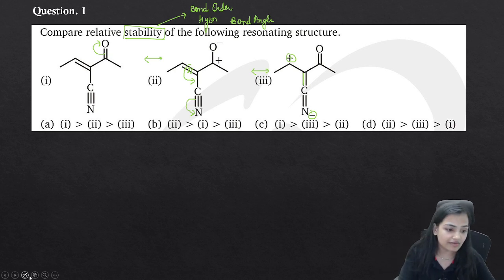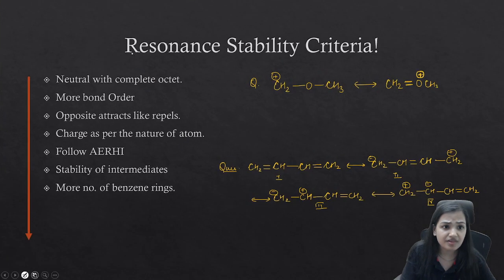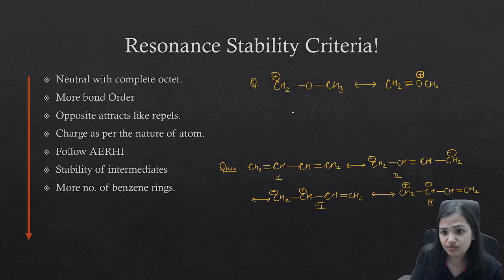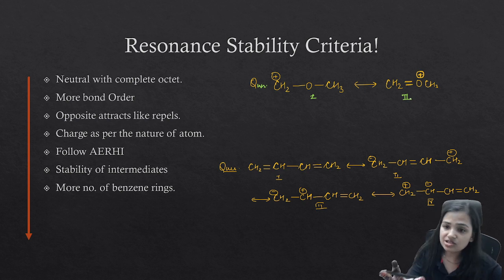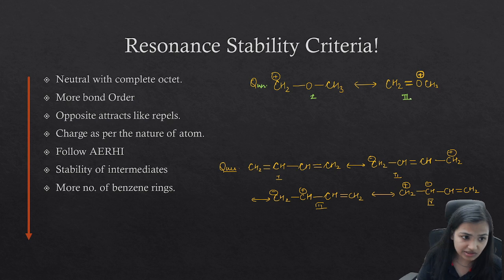So now let's have a look at how we can find the resonance stability criteria. What is the criteria to find the most stable structure? Here on the very first slide, as you can see from question number 1 which I have taken for you, we have two structures, structure number 1 and structure number 2. These two are the resonating structures of each other and we need to know which is the most stable structure. So here I have pointed out a few points, and these are the points that we have to follow in a specific order.